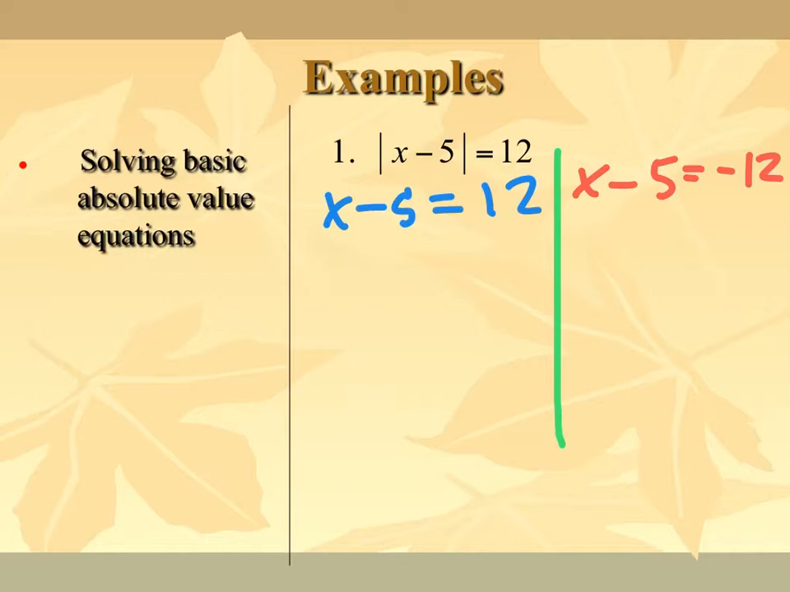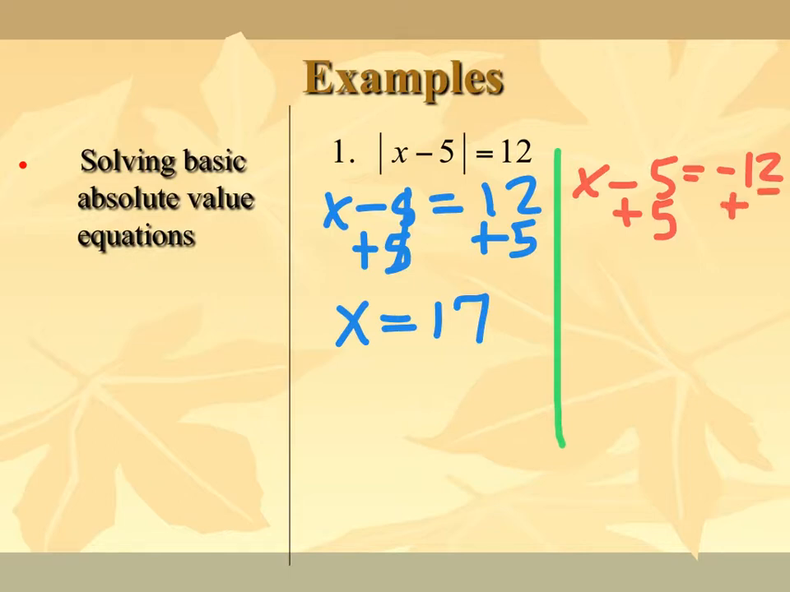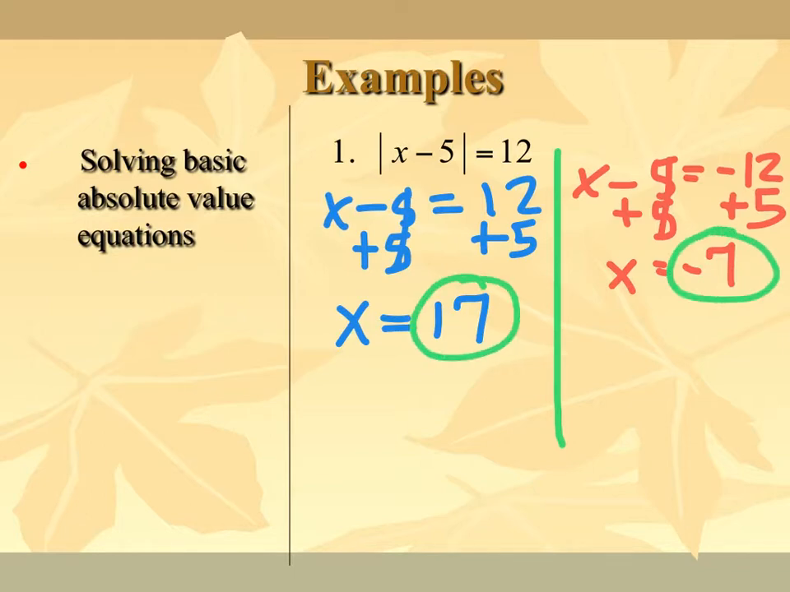So to solve the first one, I need to add 5 on both sides. So x equals 17. Then I move over to my next one. Once again, add 5 to both sides. x equals negative 7. Yes, negative 7. So therefore, you're done. It could be two answers. It can be 17 or it can be negative 7.